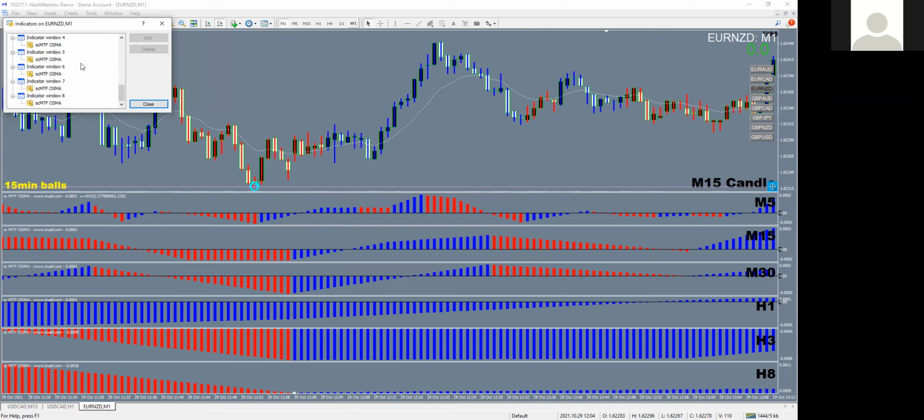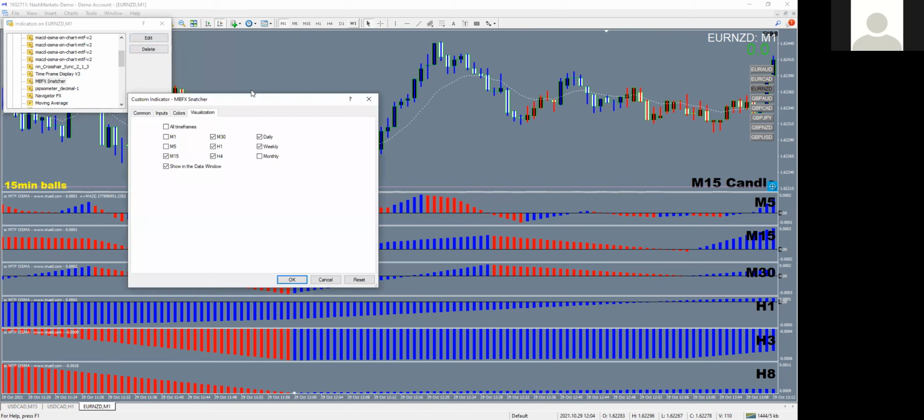Go to the snatcher at the top. Where's your first snatcher? Yeah, that one. Visualization. Okay. Put it on the M1 and M5 also. Click off the M1 and M5 also. Just check on it. And check it. Put the check on. Yeah, and say okay.